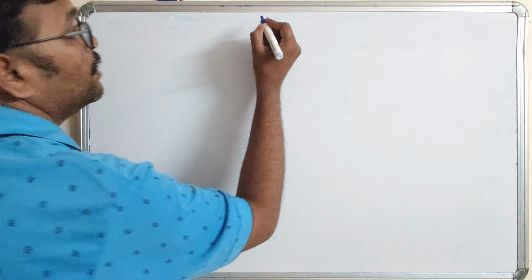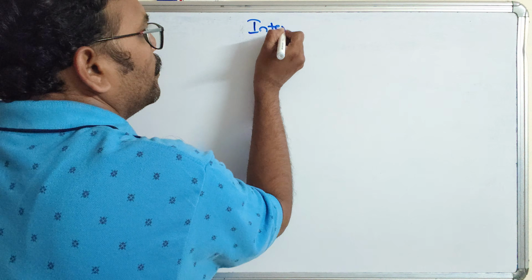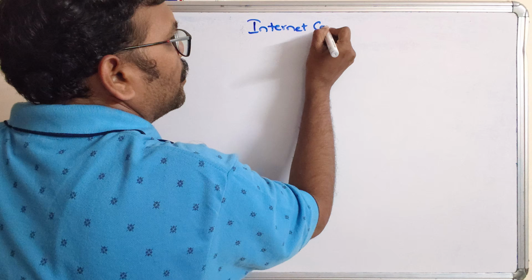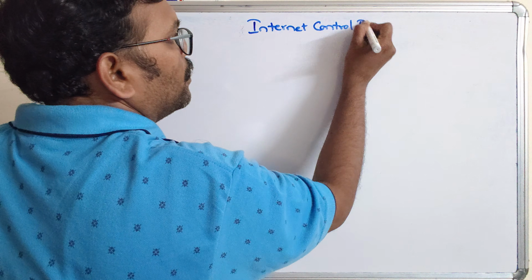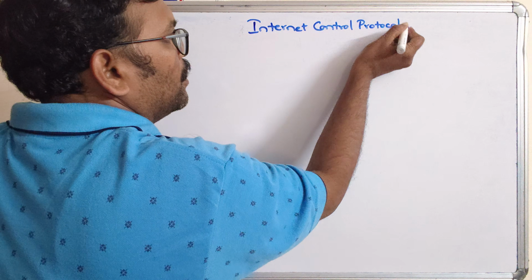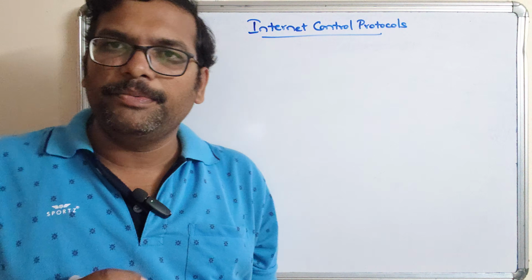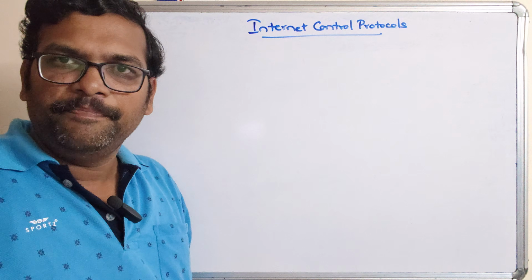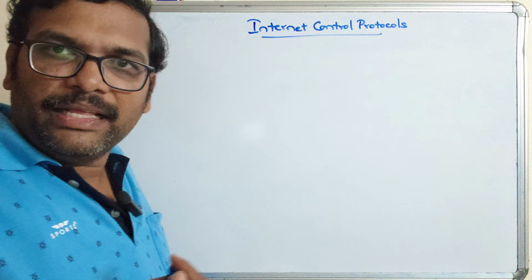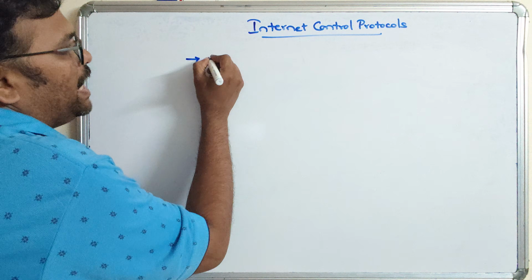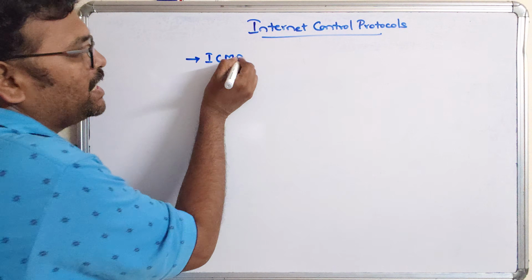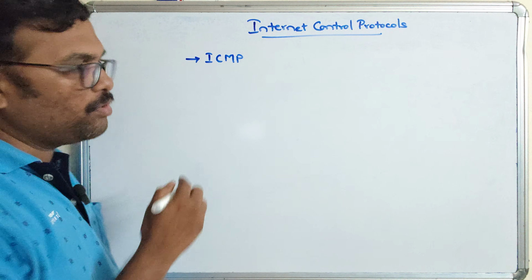In today's session we'll see one more concept in our computer networks, that is internet control protocols. There are mainly four protocols which will be used as part of IP, in the network layer. One is ICMP, which stands for Internet Control Message Protocol.